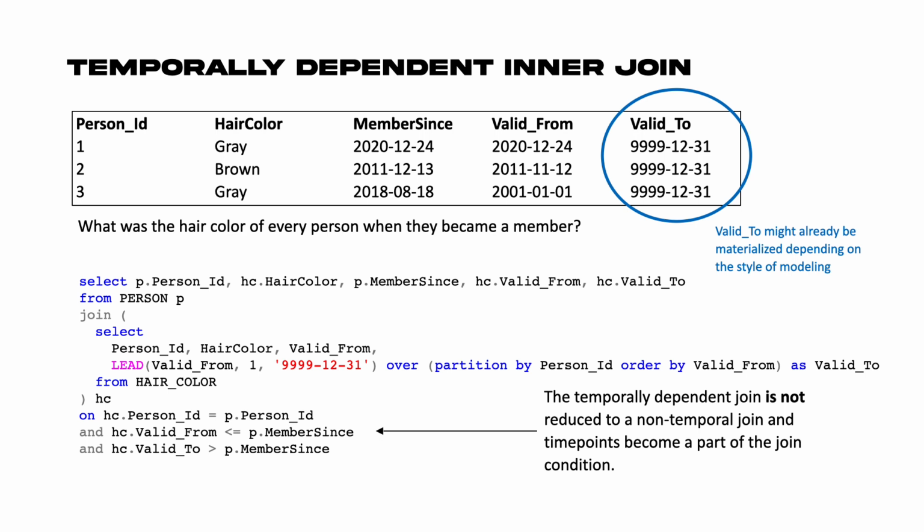If you look at the join condition at the bottom, from the subselect on the derived table, you can see that it's no longer an equijoin only on the person ID. You also have the time points as part of the join condition. So in this case, we cannot reduce this to a non-temporal join. The time points themselves become a part of the join condition, and I want to find the row for each person where the member since date is between the valid from and valid to.